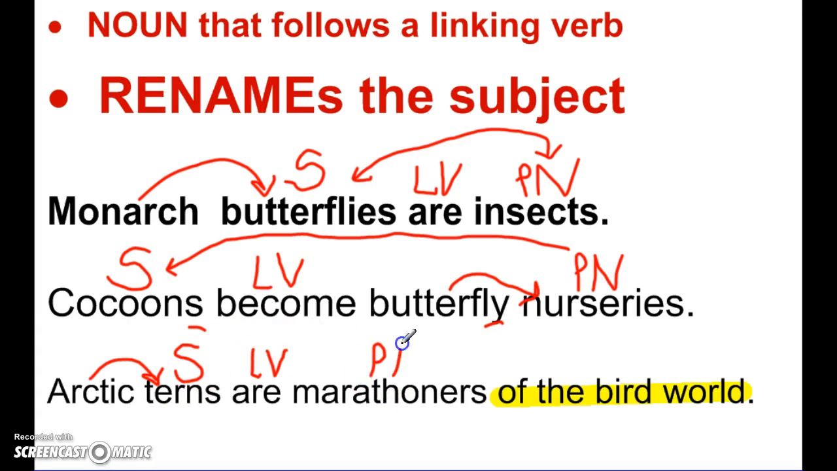Marathoners. This sounds like another metaphor. A marathoner is somebody who runs a long distance. So I think the way that they're describing these terns is that they can fly great distances. Of all the birds that exist in the world, Arctic terns are the ones that can fly the greatest distance. So they compared them to a marathoner, which is a noun, and it renames the Arctic terns.